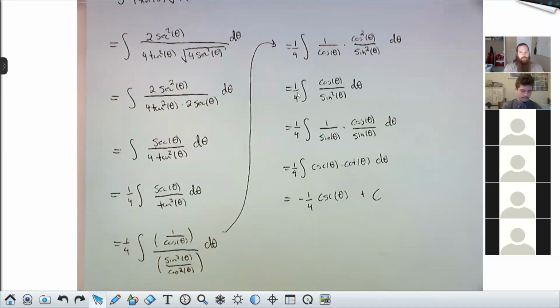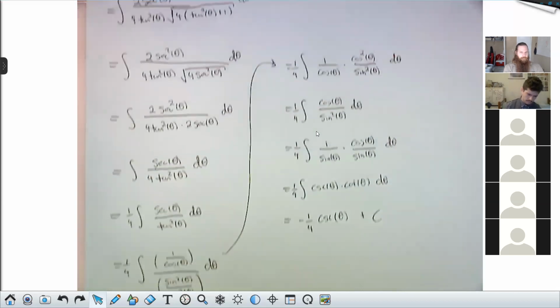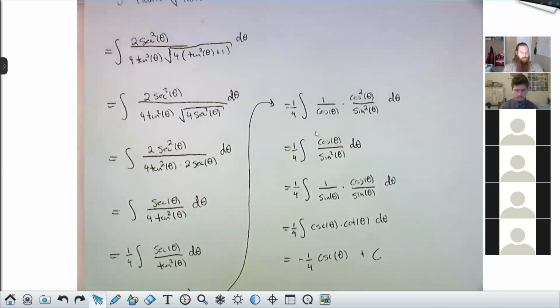You could also substitute for sine, right? At this step, if you substitute w equals sine theta, dw is cos theta d theta, and you integrate 1 over w squared to get negative 1 over w, which would be negative 1 over sine, which is cosecant. So either way works great. I think it's fun to stay in trig land, so nice observation. But we do still need to go back to our original variable.